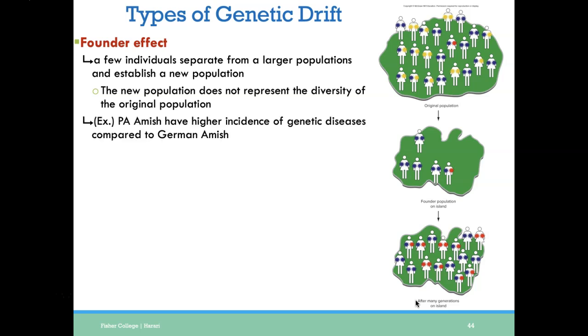A good example of this is that the Pennsylvania Amish have a very high incidence of genetic diseases compared to the German Amish. A small group of German Protestant individuals left for America and established a small colony in Pennsylvania, Amish country, so to speak. And they interbred a lot with each other. That explains why they have a high incidence of genetic diseases, because they spread a lot of recessive alleles. Also, they don't represent the larger Amish population in Germany, because it was a small group that left, right? They don't necessarily represent the larger whole.